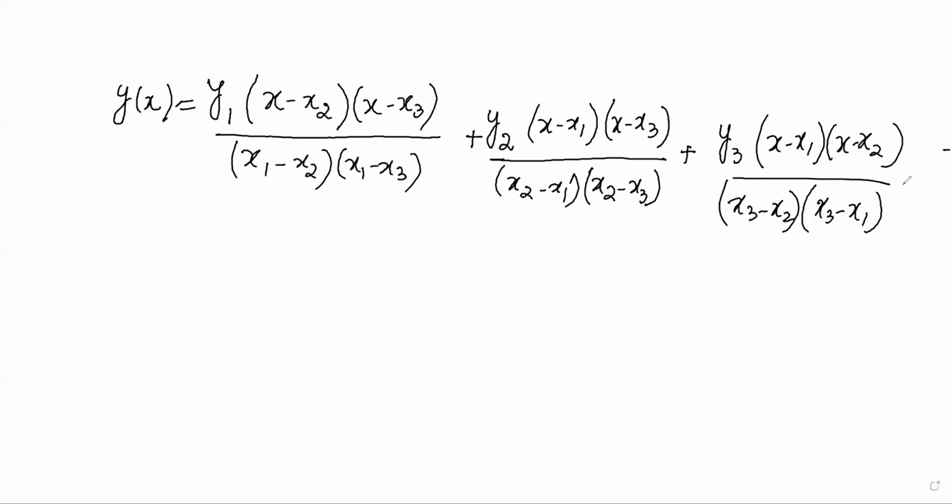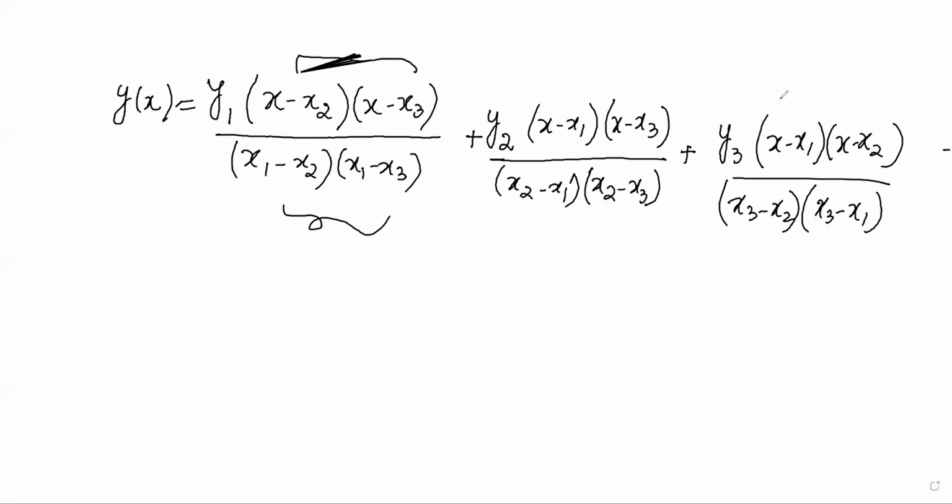We can write this as follows. See, what is the procedure of writing? I had 3 points. In the numerator I'm having 2 terms only. In the denominator I am having 2 terms only. When you have 4 points, x1, x2, x3, x4, in the numerator you will be having 3 terms, in the denominator you will be having 3 terms.